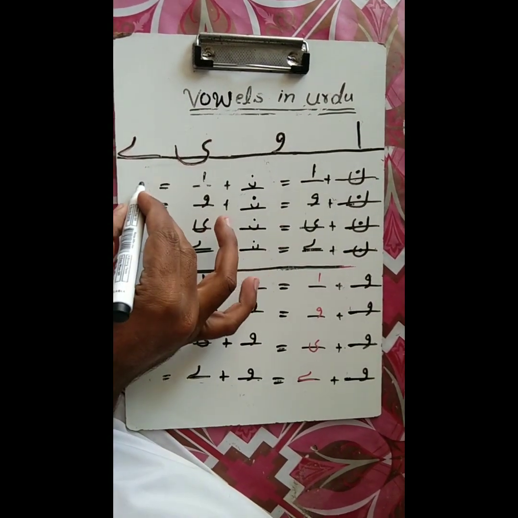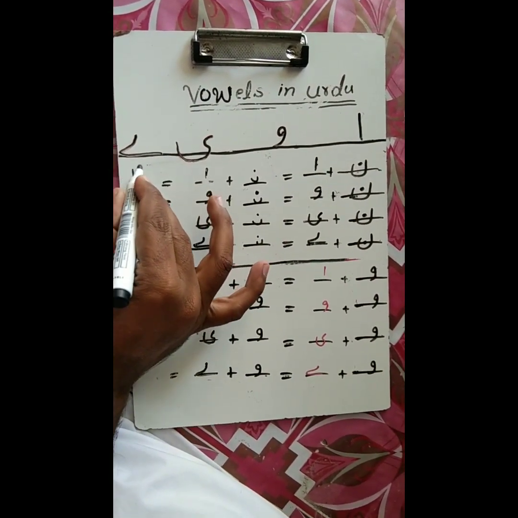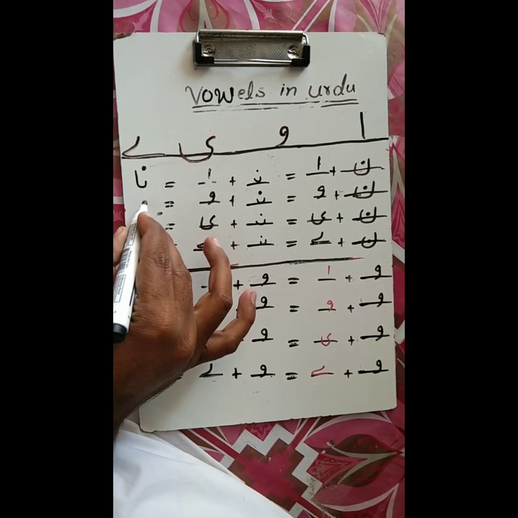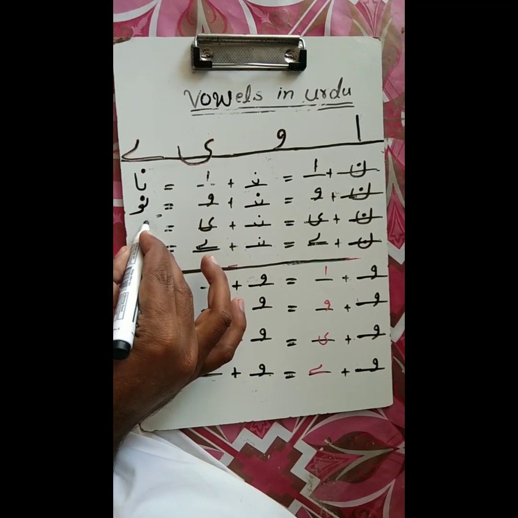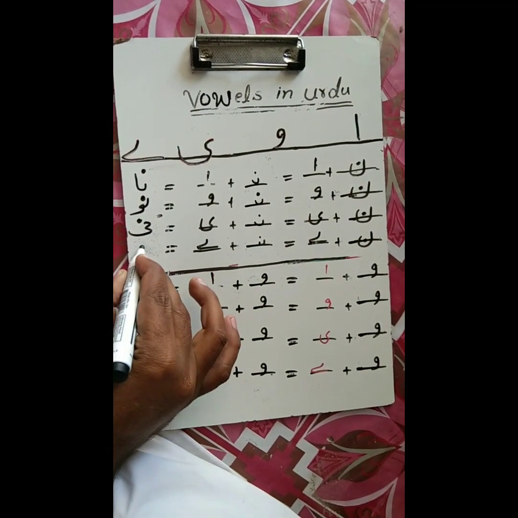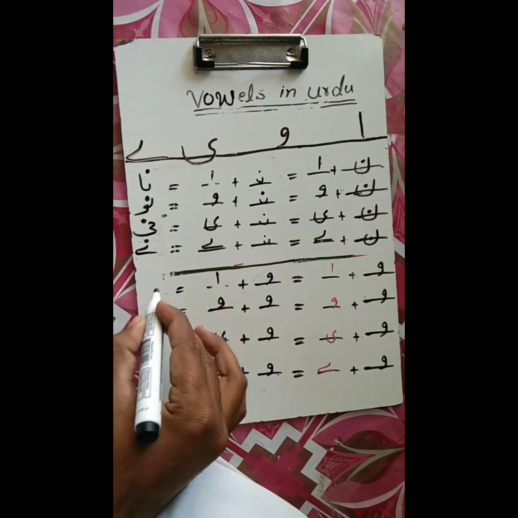Next word is noon. When we combine with alif, we get noon alif, na. With wa, we get noon wa, no. With choti a, we get noon choti a, ni. With badi a, we get noon badi a, ni.